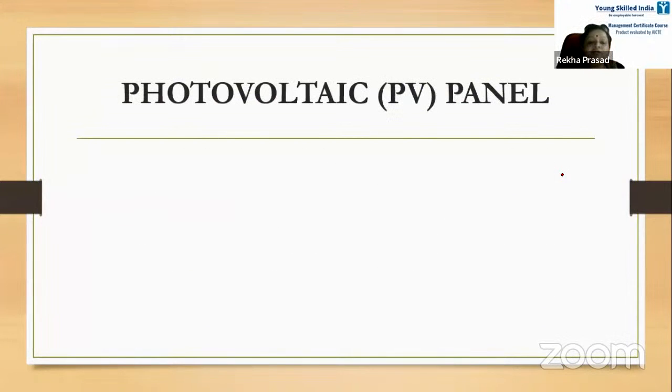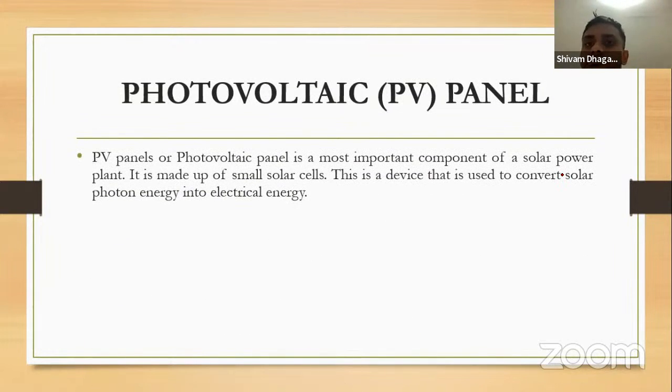The first is your photovoltaic panel. PV panels or photovoltaic panel is the most important component of a solar power plant. It is made up of small solar cells. This is a device that is used to convert solar photon energy into electrical energy.